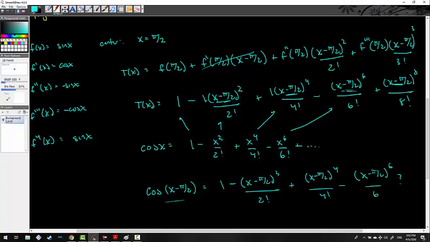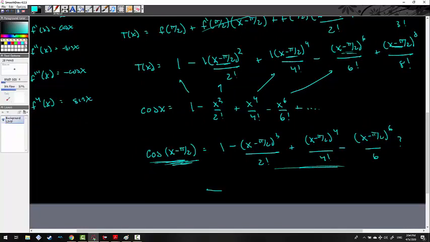Is it possible that this could be this, and all I have to do is replace an x with an x minus pi over 2, and then I end up getting a shifted Maclaurin series, in other words, a Taylor series? In other words, does this function here equal sine? Well, let's find out. We have some trig identities that might allow us to find out if that's true.